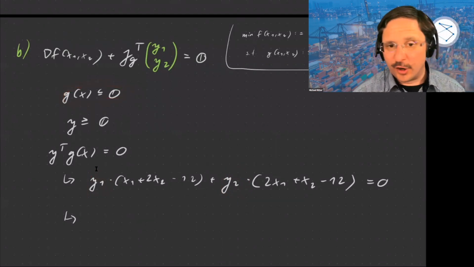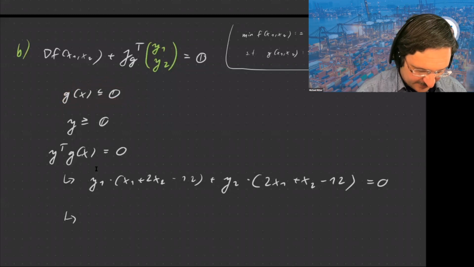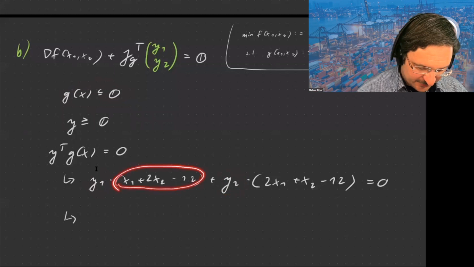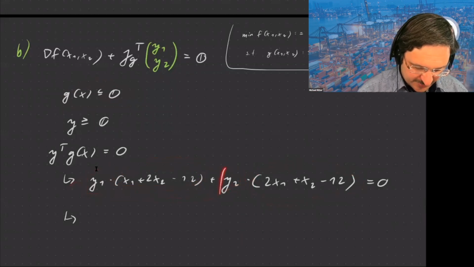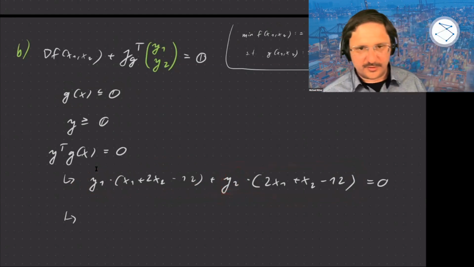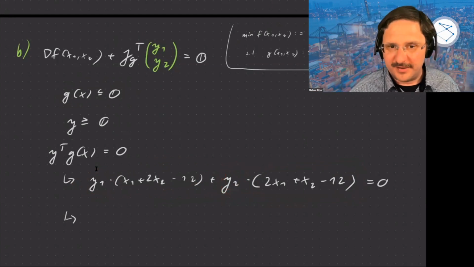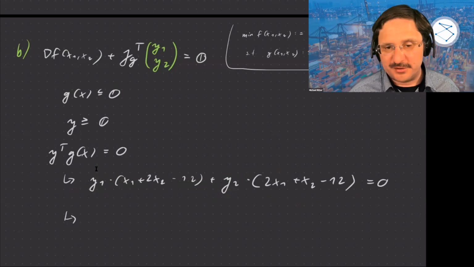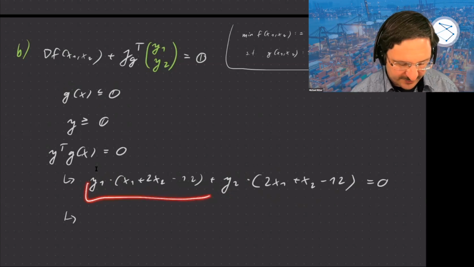The g's are non-positive. So here we have a positive sign or 0. Here we have a negative sign or 0. So each of those two components here, this one and this one, could be 0 or negative, never positive. That means if the sum is going to be 0, then each of those components has to be 0.